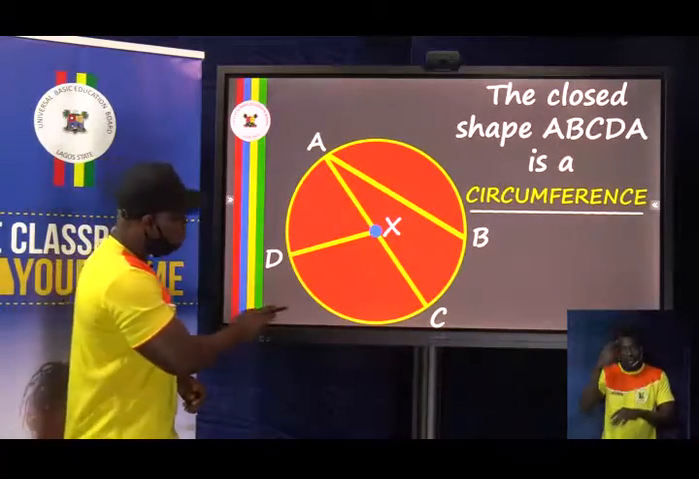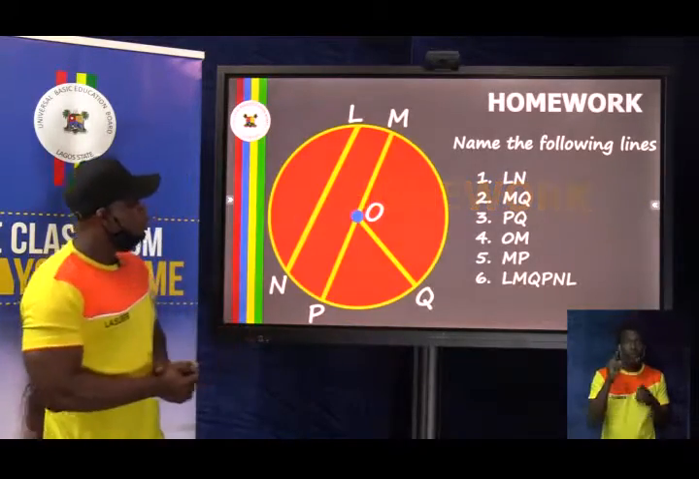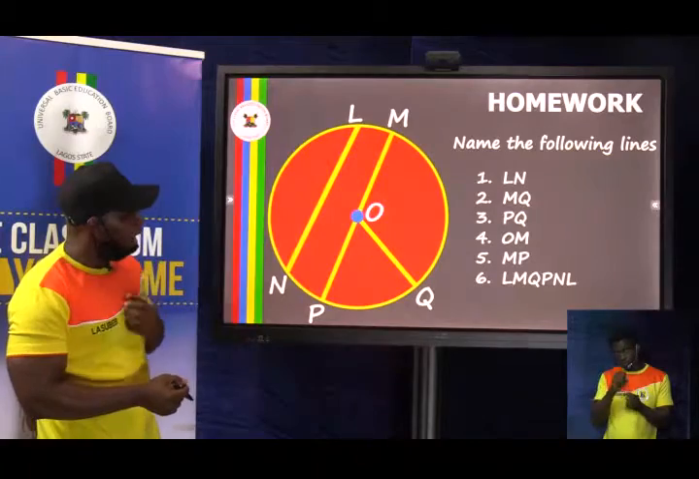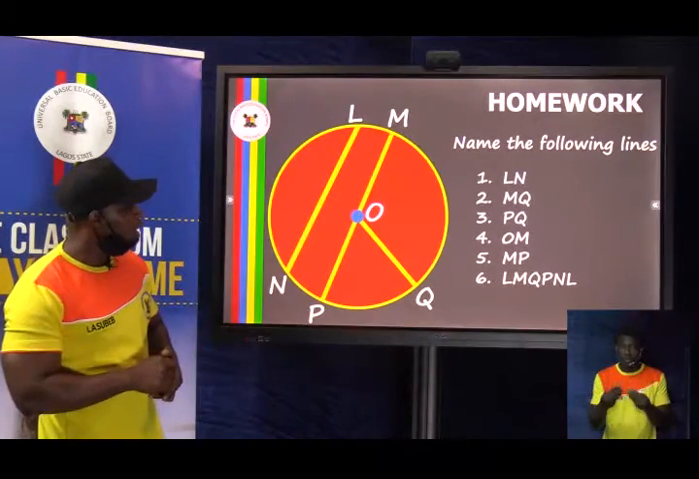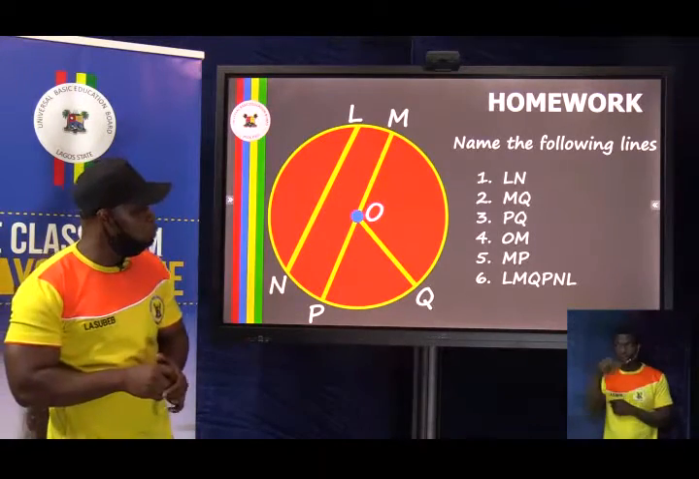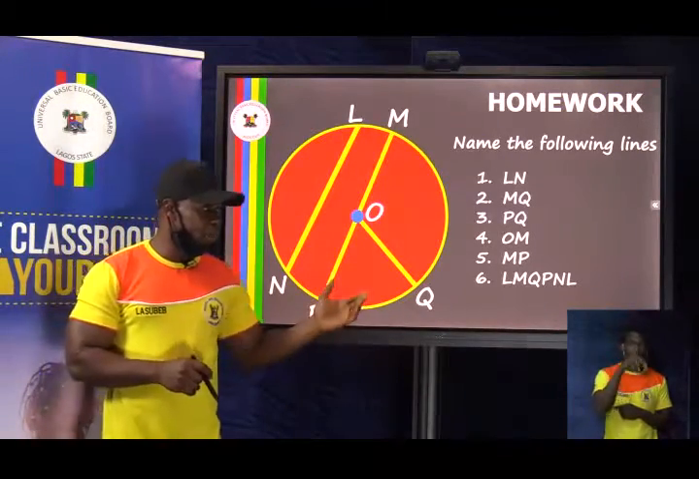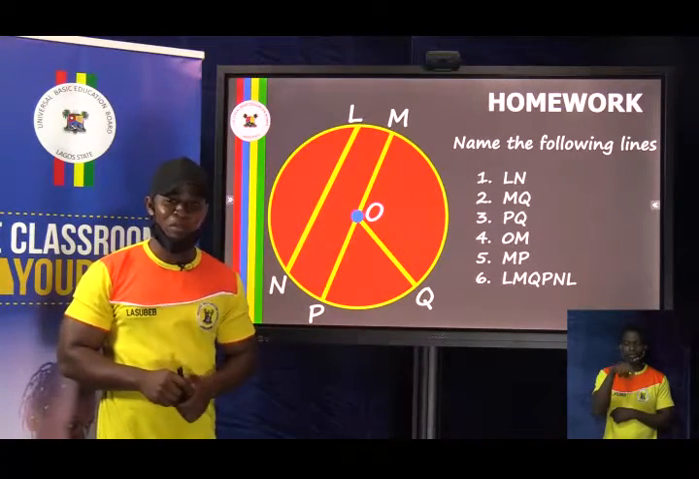Now it's time for your homework. You are to capture the shape and name the lines that have been given. I have LN, MQ, PQ, OM, MP, LMQ, P, and L. I'll give you 30 seconds for that, and I'll be back for Magic Tuesday.